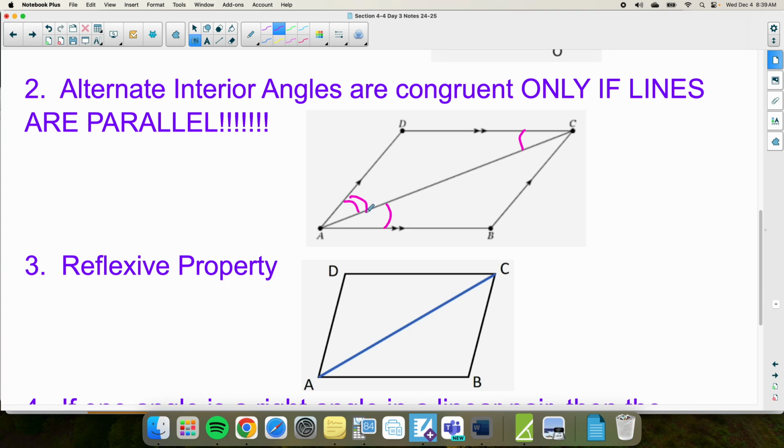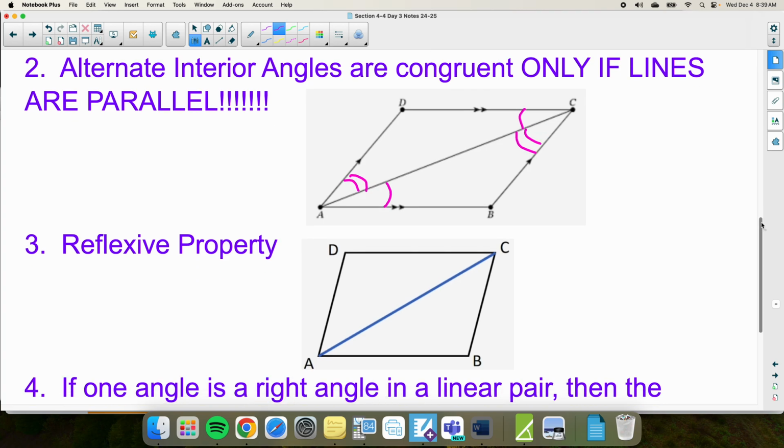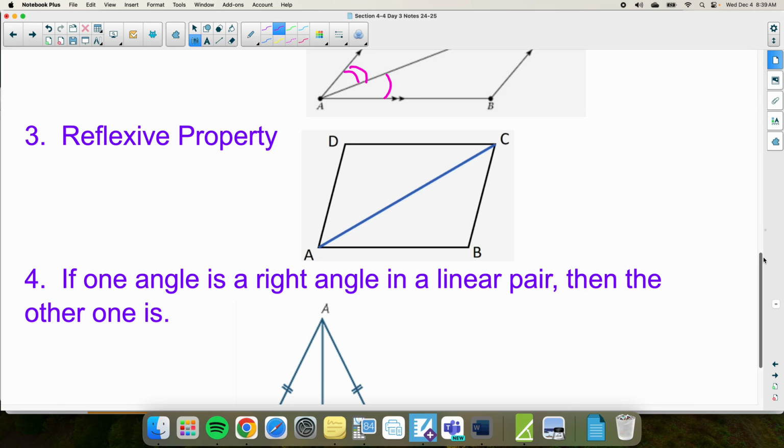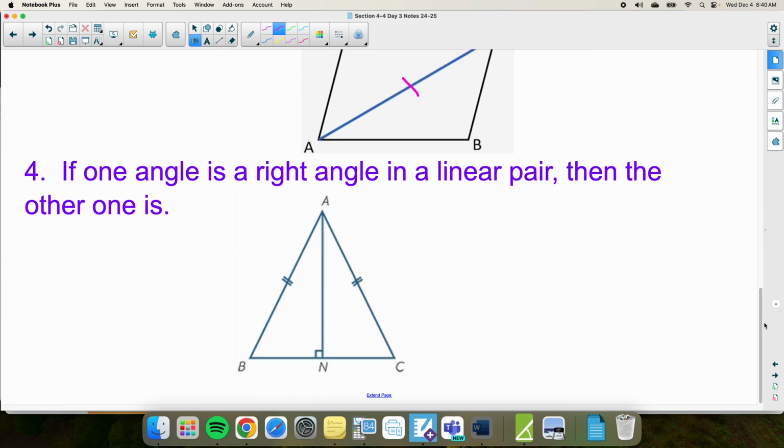Okay? If you have parallel lines, we can always assume alternate interior angles, and in this one, both sides are parallel, so we have two sets of them. Okay? Sometimes you only have one. Anytime two triangles share a side, that's reflexive, the side that is shared. And then here, if you have one right angle, you can assume the other one is right also.